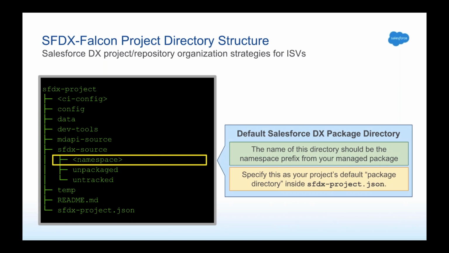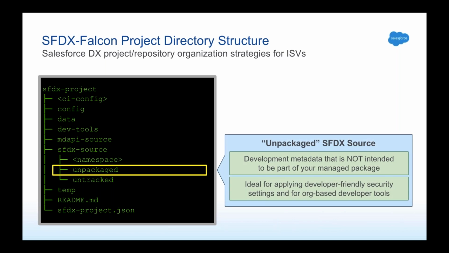Now, inside of that SFDX source, we're coming to our first package directory, and you see it says namespace in angle brackets. That's because what you're going to name this directory is the namespace prefix from your managed package. So rather than using Force app, which is the default, let's be very specific. Use your namespace prefix so that it's very clear that that package directory is the container for all of the metadata that goes into your managed package.